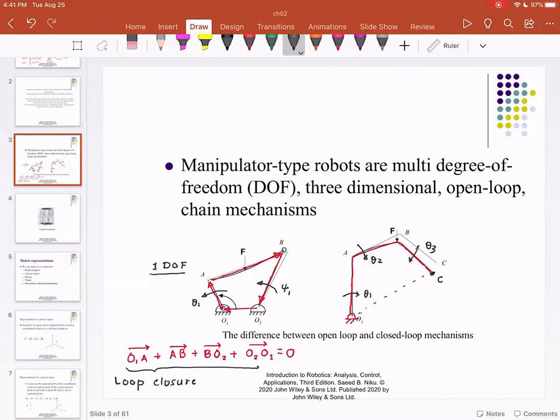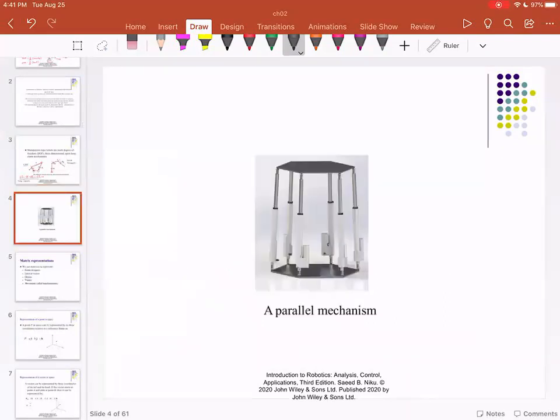Please note that this is a serial link, or this is also called a serial manipulator. Why is it called a serial manipulator? Because all these links are in series. So we are going to take an example wherein the links are not in series, but they are in parallel. So this is called a parallel mechanism.